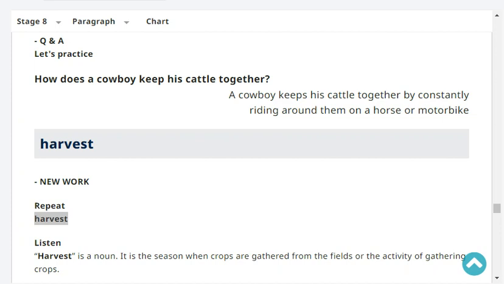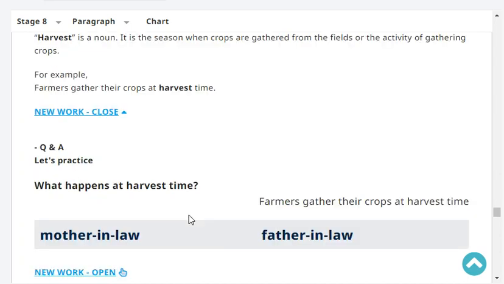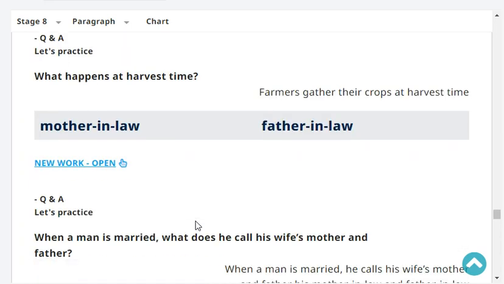The word harvest is a noun. It is the season when crops are gathered from the field or the activity of gathering crops. For example, farmers gather their crops at harvest time. Let's practice. What happens at harvest time? Farmers gather their crops at harvest time. Very good.